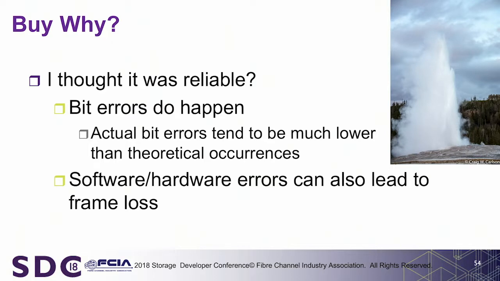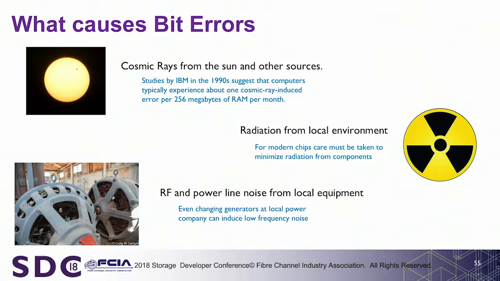There's a theoretical bit error rate on any network line you may be using. Typically, the actual bit error rate is lower than that, but there is a theoretical one, and so bit errors can happen, and depending on the speed they could theoretically happen often. There's also a possibility of software errors or hardware errors. What causes it? We always hear about the cosmic rays.